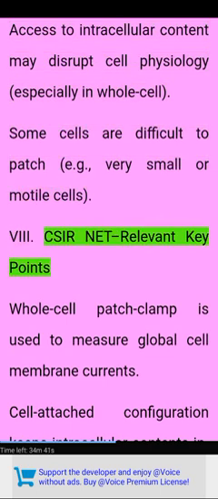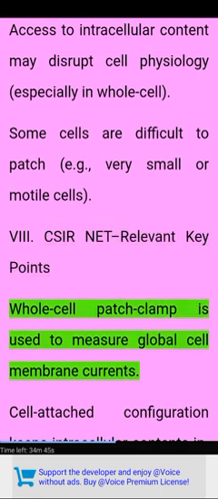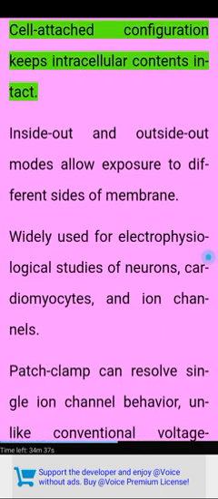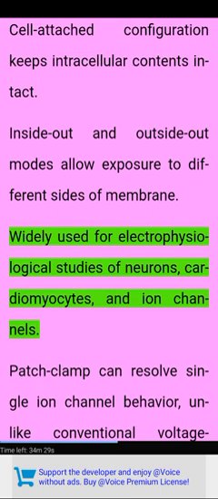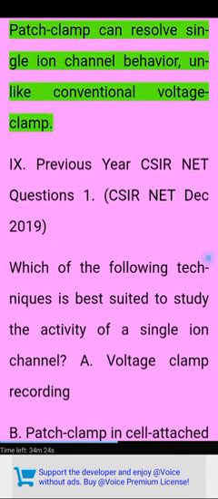7. CSIR NET relevant key points. Whole cell patch clamp is used to measure global cell membrane currents. Cell attached configuration keeps intracellular contents intact. Inside-out and outside-out modes allow exposure to different sides of the membrane. Widely used for electrophysiological studies of neurons, cardiomyocytes, and ion channels. Patch clamp can resolve single ion channel behavior, unlike conventional voltage clamp.